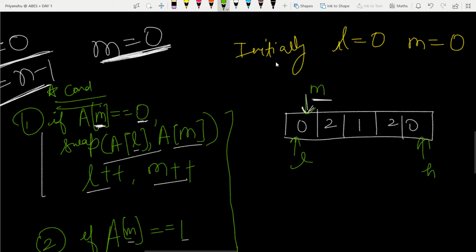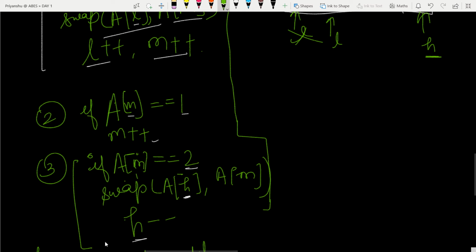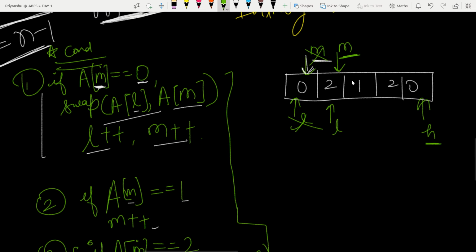Okay, so we move to the next position. M would be at the next position because we have it incremented by 1, and L would be at the next position. Now again we check the condition: is M less than H? Yes, it is. Then we check the value present at the Mth index. The value is 2. Now the condition that is satisfied is this one. We swap the value present at the H and the Mth index. So we swap these two values.